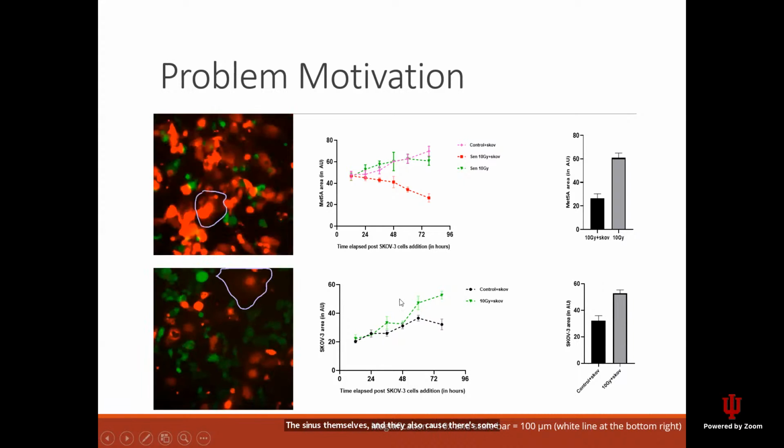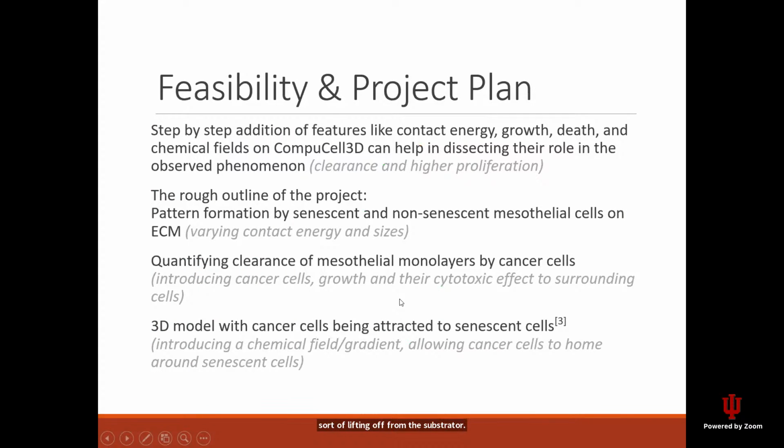So the modeling goals are basically to use contact energy, growth, death, and chemical field plugins, which most of us are already aware of by now, and to see if the senescent and non-senescent cells are able to form any patches or some sort of pattern. Then basically quantifying by adding growth rate to it, making the cancer cells grow and cause some cytotoxic effect in the surrounding to see if and why senescent cells are somehow helping in the proliferation.